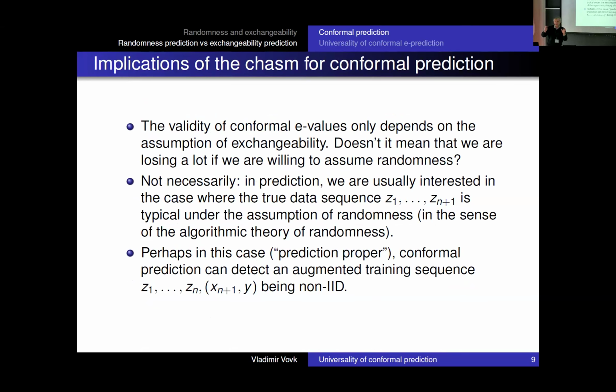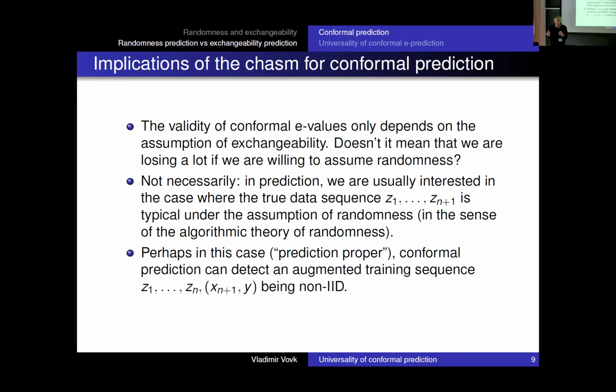The difference between randomness and exchangeability is huge. But suppose we are interested in what I call here prediction proper. In prediction proper, so it's opposite to something like anomaly detection, suppose you have the true sequence, the training sequence plus the test observation. So I will assume that it's IID, the sequence with the true label.